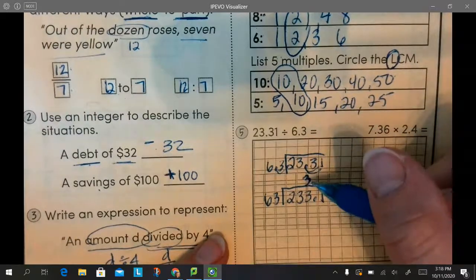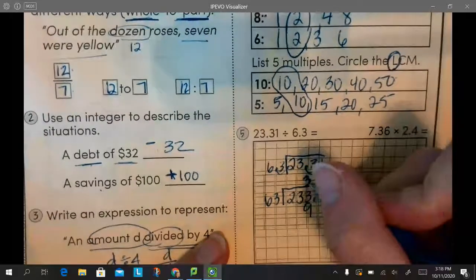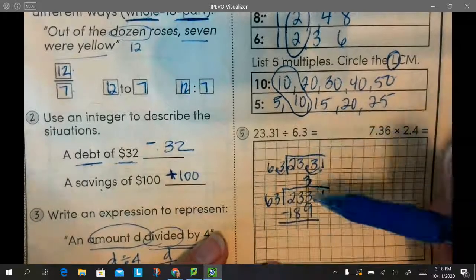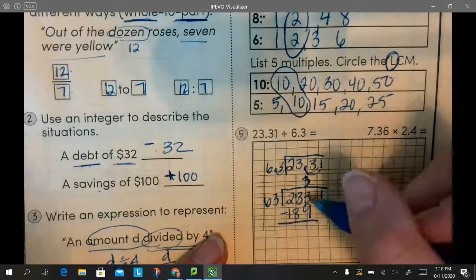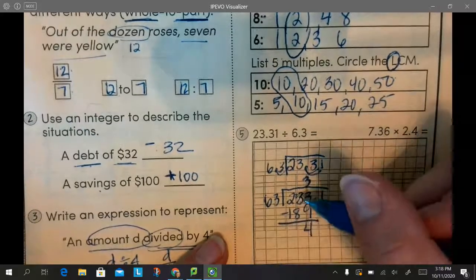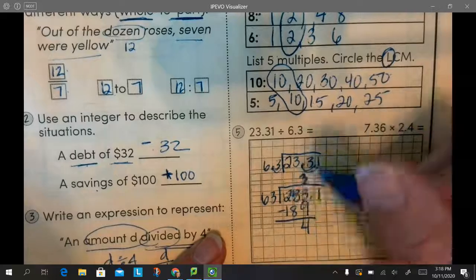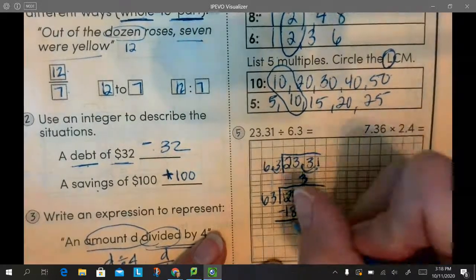And just go ahead and multiply it out like you would. 3 times 3 is 9. 3 times 6 is 18, and you subtract. 3 minus 9 you can't do, so that becomes a 13. 13 minus 9 is 4. And then this 3 was a 2, so that's not going to work. So you have to make this a 12, and that's a 1. So 12 minus 8 is 4.